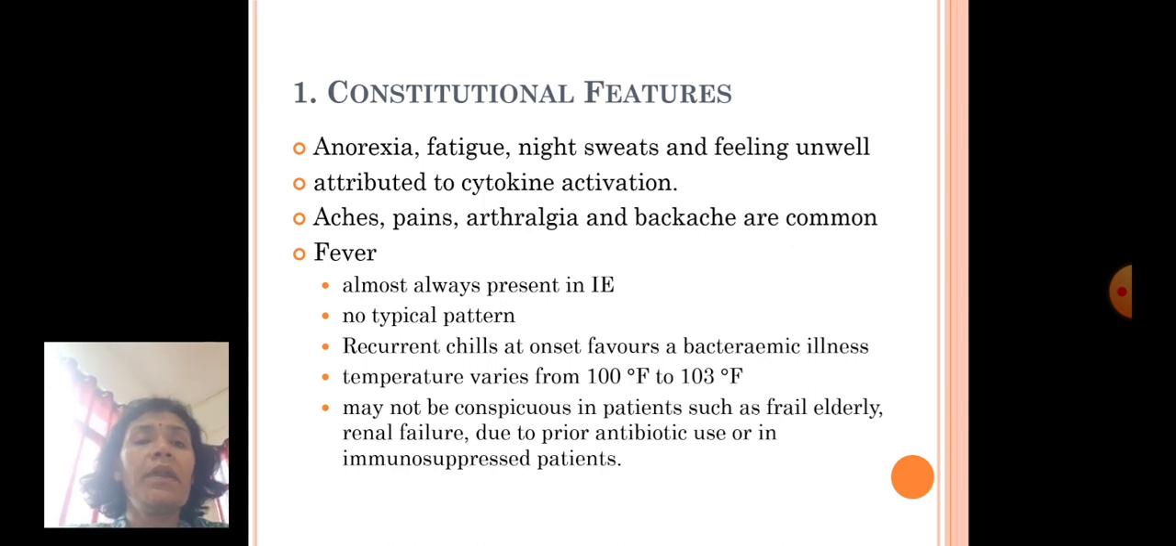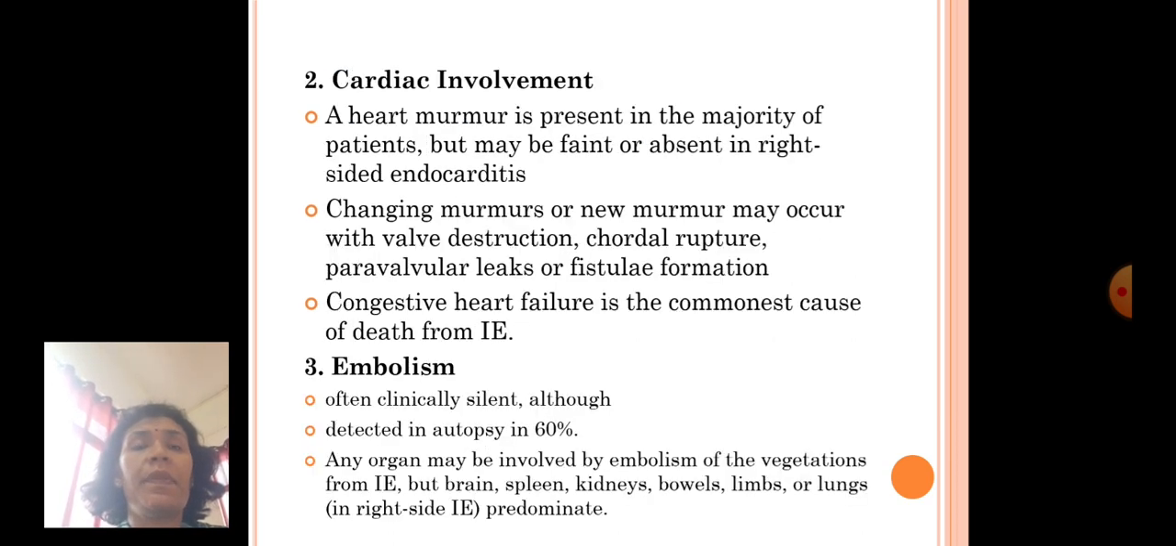Temperature usually varies between 100 degrees to 103 degrees Fahrenheit. Sometimes the fever may not be conspicuous, especially in patients who are frail, elderly, renal failure patients, or immunocompromised patients. These patients may not present with a history of fever. Symptoms because of cardiac involvement.